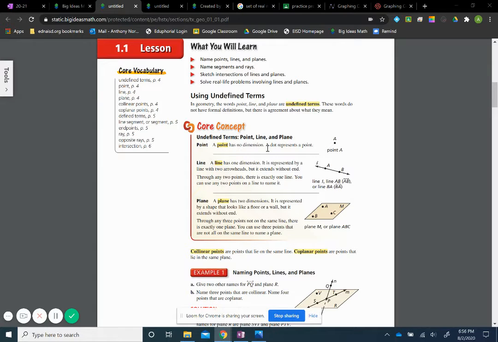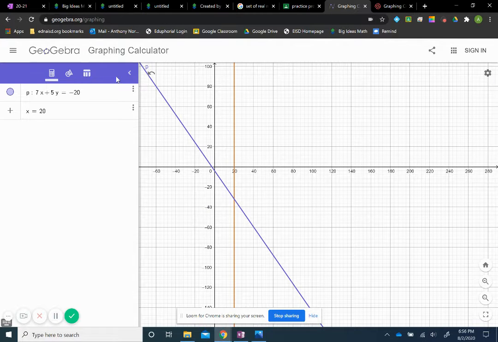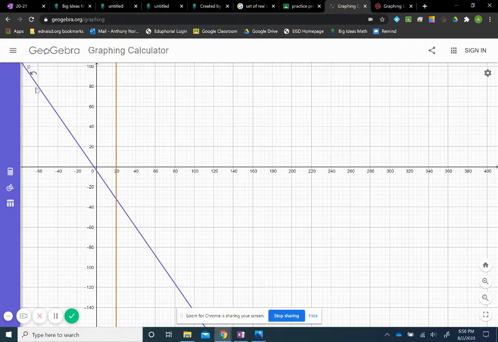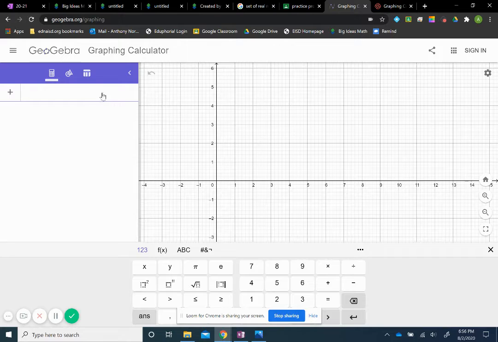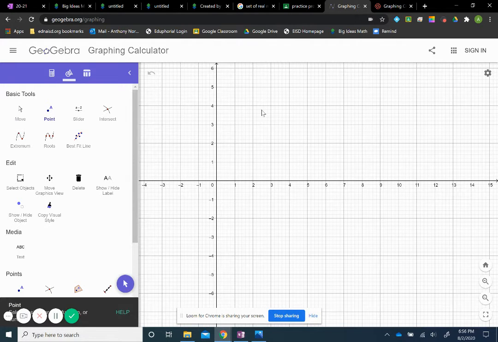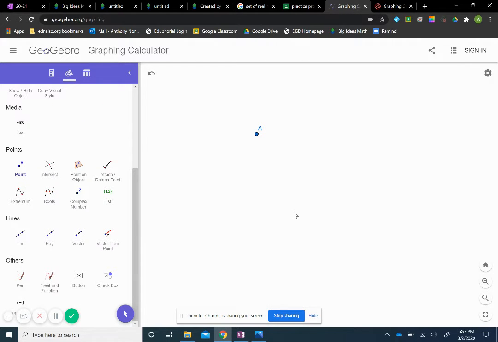A point has no dimension. A dot represents a point. So we know from graphing that a point is just a dot on a map. A point, a dot, boom, random point in space. That's all we have, whether that be a graph or a point in space. In geometry class, we rarely have a grid. That's one of the big differences from algebra. So these are a bunch of points, which are dots.